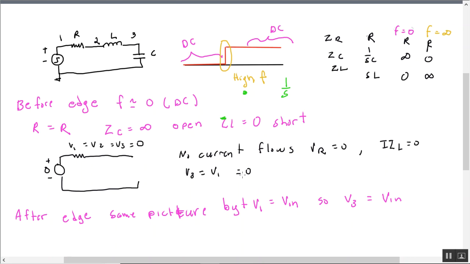Now, what would happen after the edge? Well, now the input is 1, or Vin, if you will. So the picture is the same, and there's no current flowing. This is shorted, so there's no voltage drop here. So everything is equal to Vin now, or V1, depending on how you want to manage it.